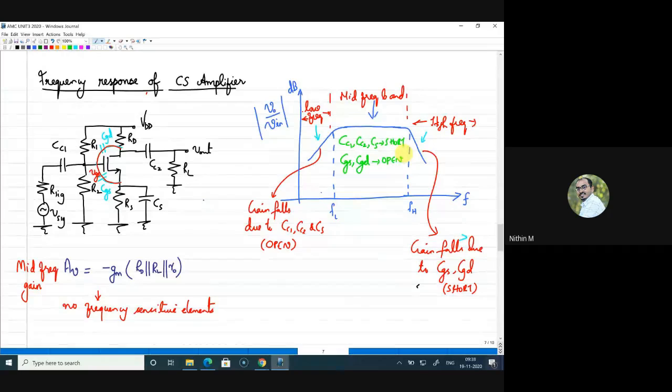Since gain is falling at high frequency and low frequency, we consider only the set of frequencies where you have a decent gain as the mid frequency band. That is expressed by the higher cutoff frequency and lower cutoff frequency, and we express that set of frequencies as bandwidth, where bandwidth is defined as the higher cutoff frequency minus the lower cutoff frequency, fh minus fl.